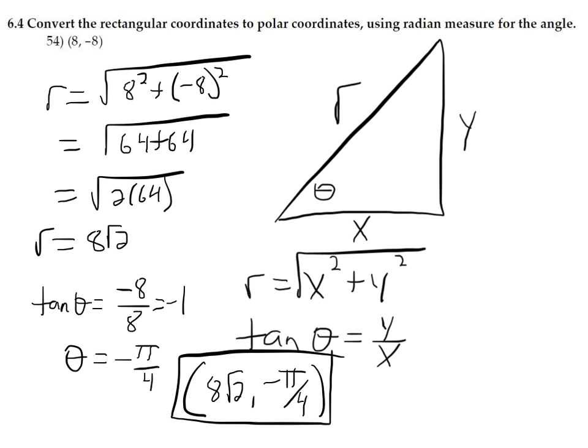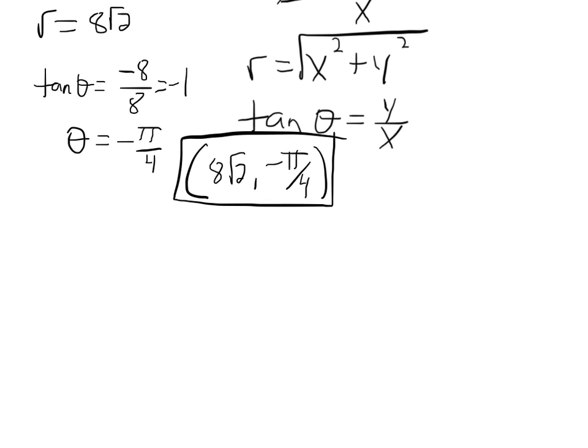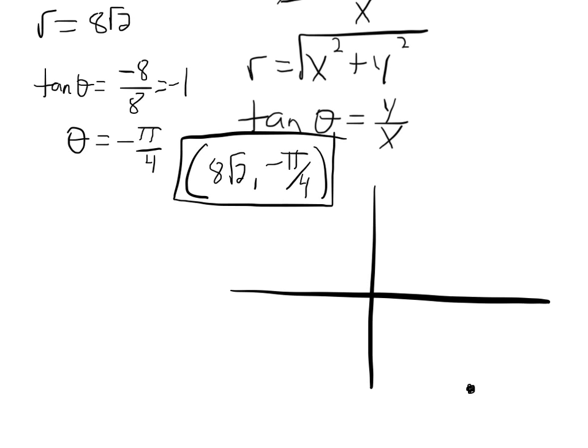Now, since radian measures for angles are not unique, there are an infinite number of possible ways to write this answer. It's worth looking at. So to begin with, where is this point? It's 8, negative 8, so it's down here. 8, negative 8. So this angle, how do we want to measure it? Negative pi fourths is fine.